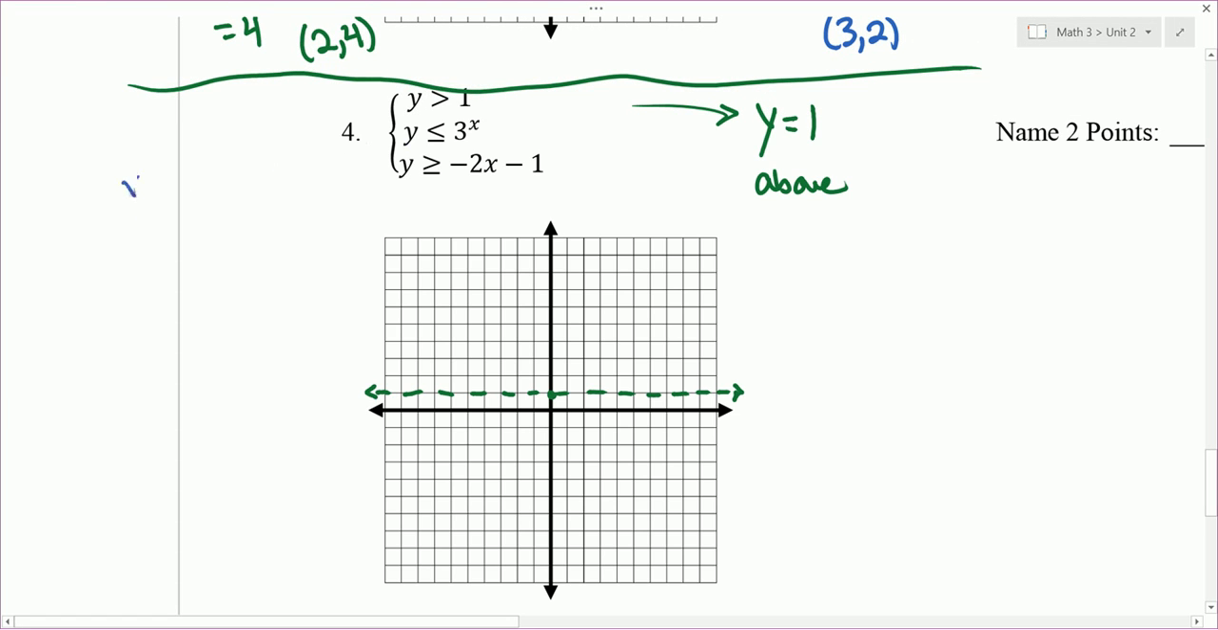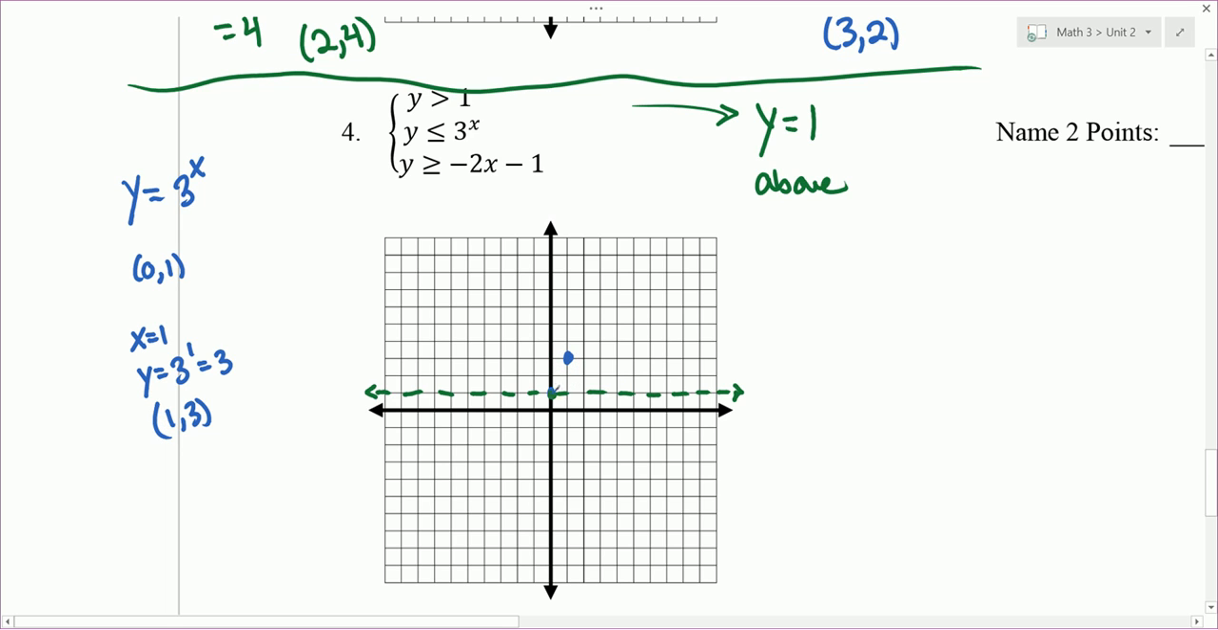Inequality, y equals 3 to the power of x. That's an exponential function. It's a parent graph. And if you remember, the exponential functions, the parent graph goes through the point 0, 1, because if you plug in 0 for x, you get 1 out for y. 3 to the power of 0 is 1. And then we need another point. So say when x is 1, we get y is 3 to the power of 1, which is 3. So 1, 3 is another point we can use.